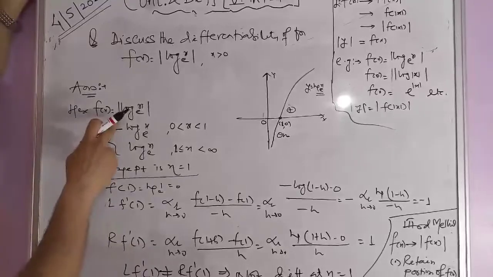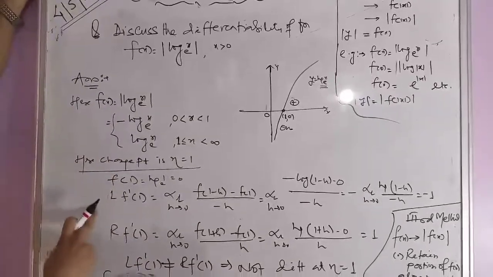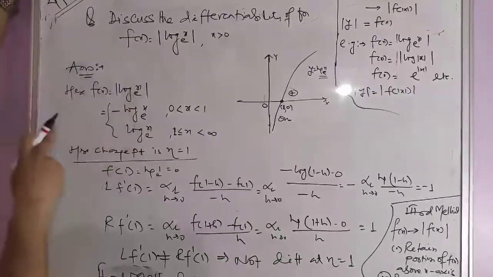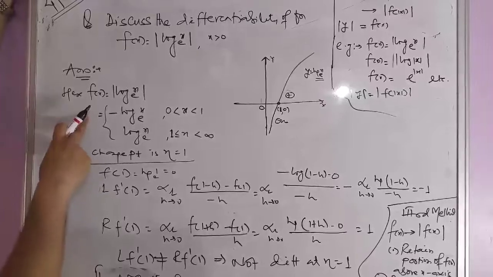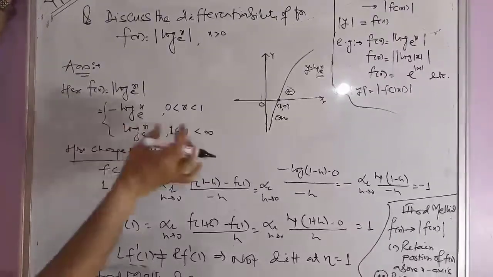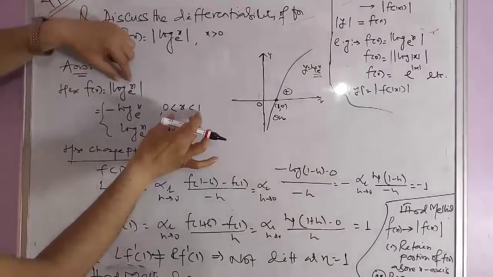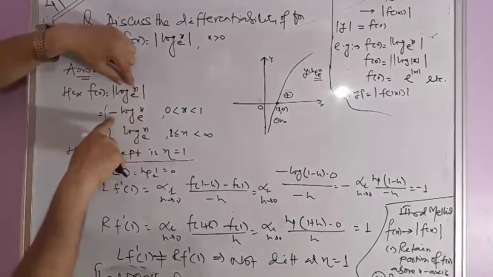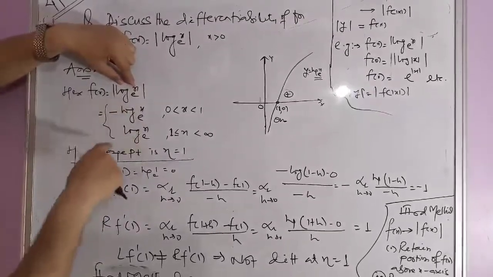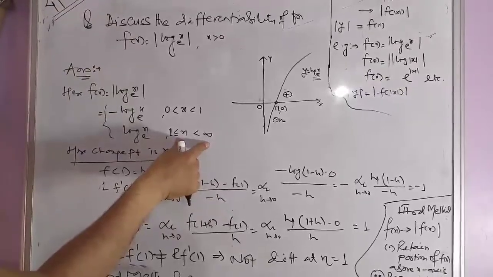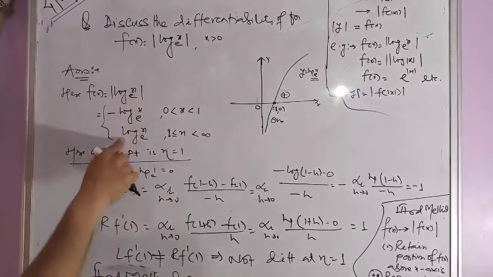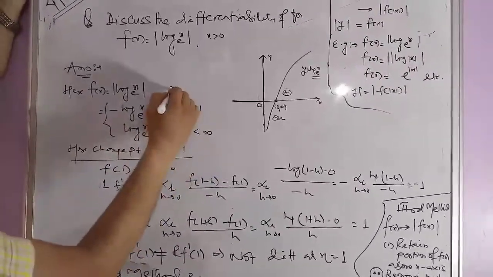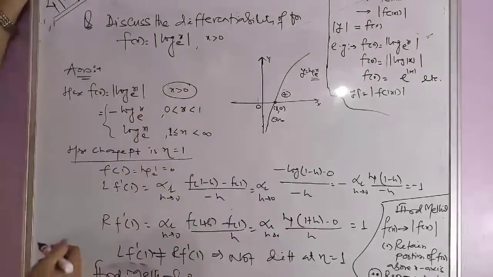So first we remove the modulus. We can use the analytical formula of differentiability without removing the mod, but here we solve this question after removing the modulus. When x lies between 0 and 1, log x is negative, and after removing mod we write minus log x to the base e, so this becomes positive. When x is greater than or equal to 1, log x is positive, so after removing mod it is log x. Here the change point is 1. The domain of the function is x greater than 0.